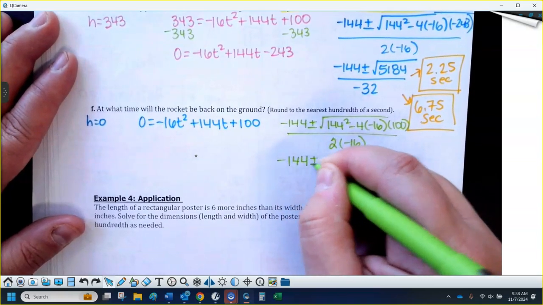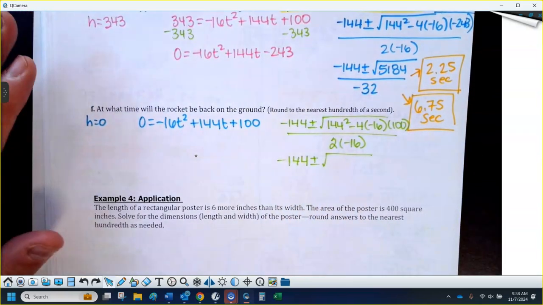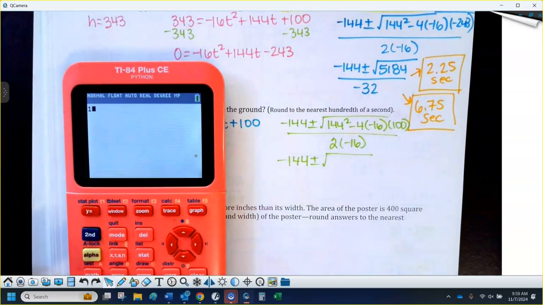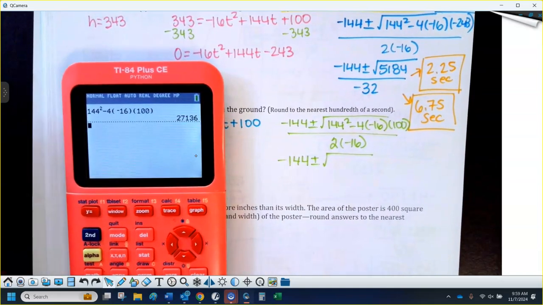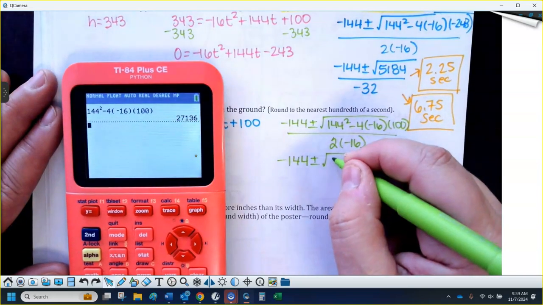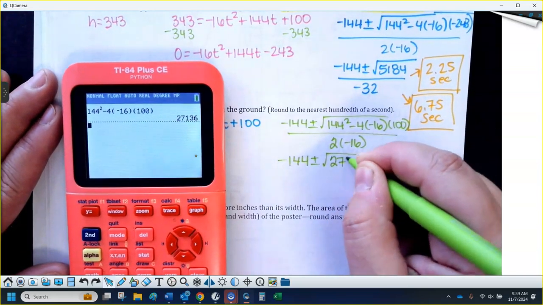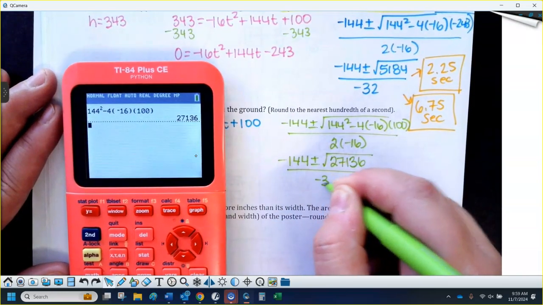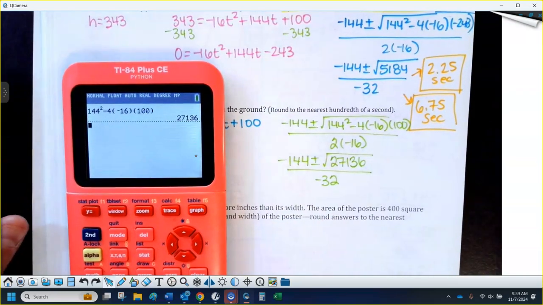And if you don't want to write that out, if you want to just do that on your calculator, as long as you understand where it's coming from, I am fine with that. But I'm going to take 144 squared minus 4 times negative 16 times 100. So under my square root, I got a huge number, 27,136. The bottom of that fraction would be negative 32.